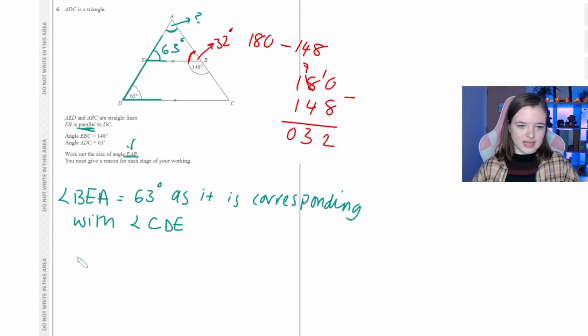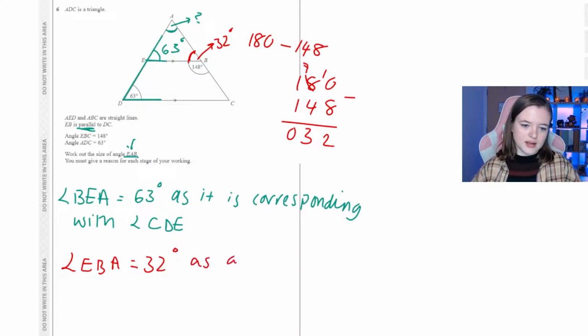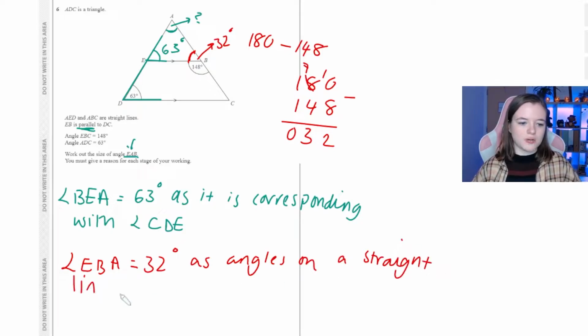The reason for that is angle EBA is equal to 32 as angles on a straight line add to 180 degrees. Cool. Okay, so that's that done.